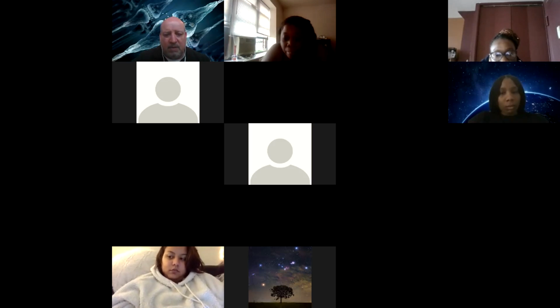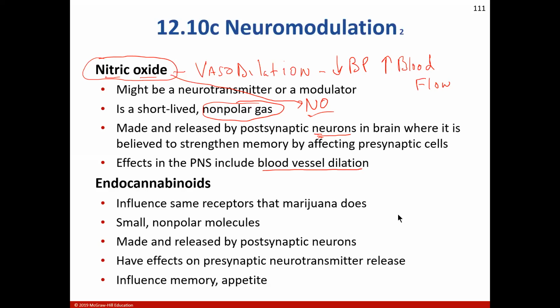Excellent point. But we'll talk about that in reproductive a little bit. I'm not going to go too far into that. I think it's more important now to talk about the nitric oxide than it is in reproductive. And you'll understand it when we talk about it, if we talk about anything extensive as far as erectile dysfunction.